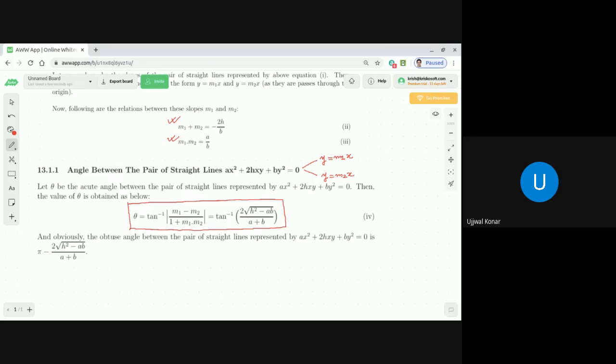Now the moment we know the acute angle between them, we can eventually find the obtuse angle. That should be pi minus that angle. So the obtuse angle between the pair of straight lines will be pi minus tan inverse of 2, I can write it here, just a minute, properly.